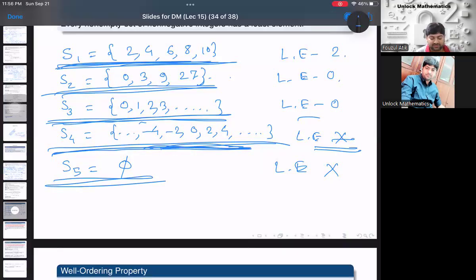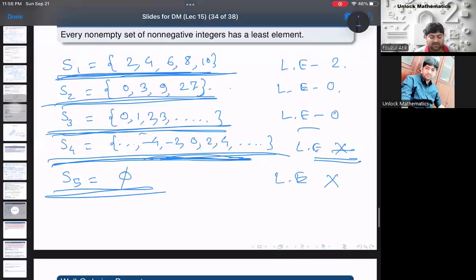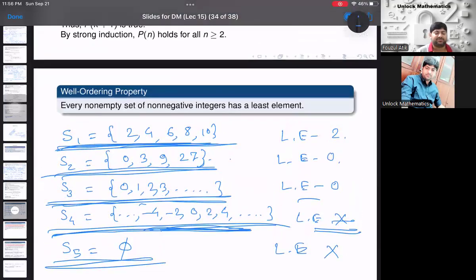So from this, we got an idea called the well ordering principle, or well ordering property. What it says: every non-empty set of non-negative integers has a least element. It should be non-empty, and a set of non-negative integers. If you have this, you can always give a guarantee that it will have a least element.